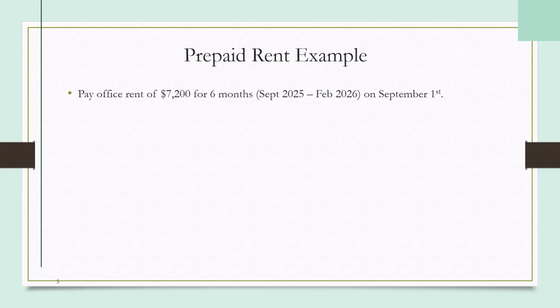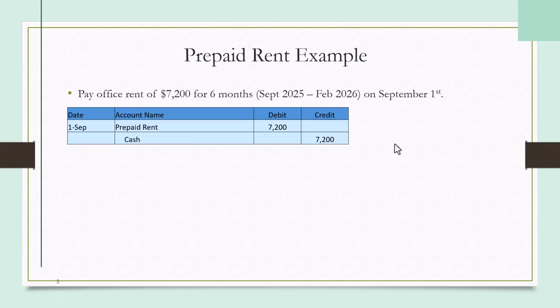Let's assume that a company pays office rent of $7,200, and this is for a 6-month time period from September of 2025 to February of 2026. And they are paying this on September 1st. So it is all prepaid rent at this point. And this is what that journal entry would look like.